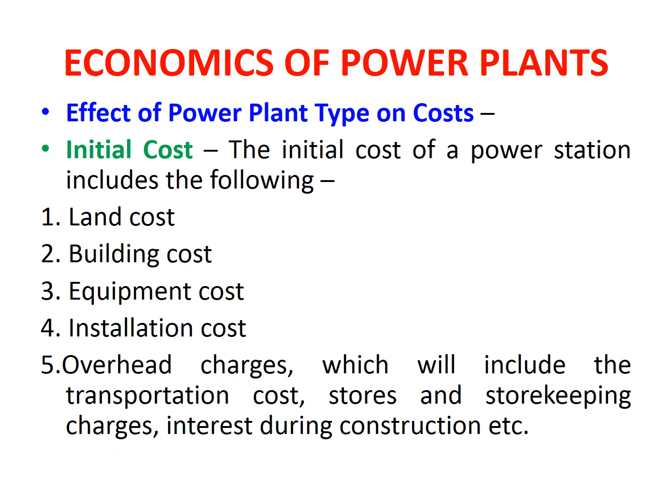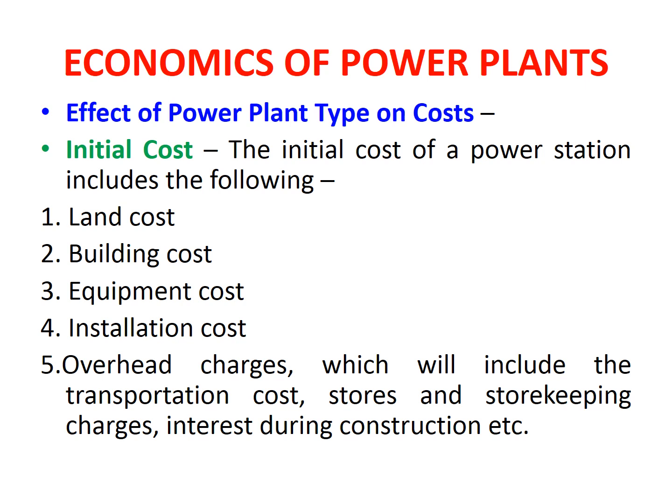So we will start with initial cost. The initial cost of a power station includes the following. See how the initial cost is divided. First it is land cost, then building cost, then after the building has been constructed, equipment cost, and then installation cost. And over all this you have overhead charges, which include the cost of transportation, stores and storekeeping charges, then interest during construction, etc. So basically this initial cost will include the cost related to the buildings, cost related to equipment, cost related to land, etc.